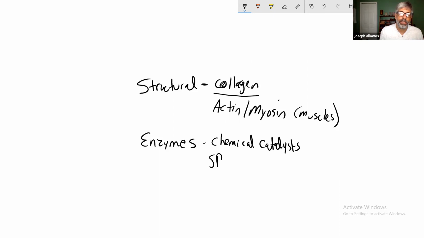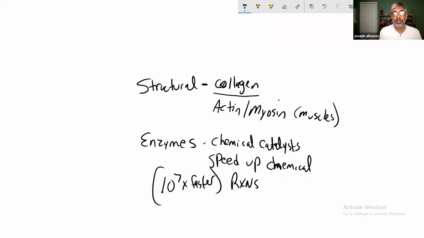What does that mean? It means they speed up chemical reactions. And when they do studies about enzymes and how much faster the reaction occurs in the presence of the enzyme, 10 to the 7 times faster. And so what that means is if there's some product that you're waiting on, in the presence of the enzyme, that product is produced 10 to the 7 times faster than without the enzyme. And that just means that you can't live without enzymes.